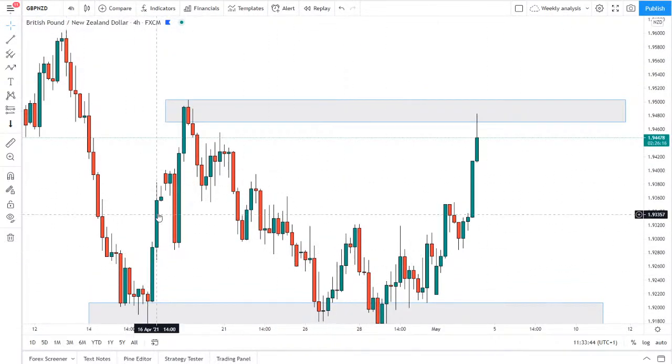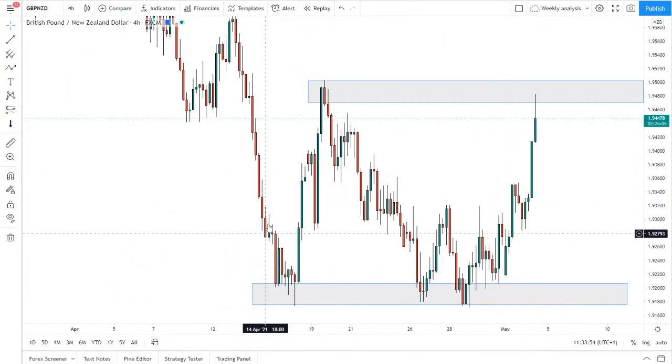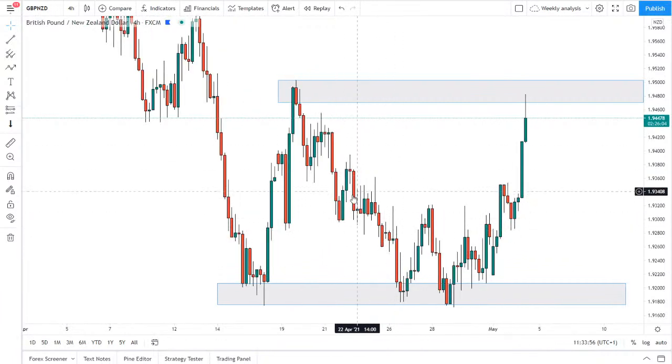So again, when you're looking at your trades, you probably want to identify where's the best place to buy, where's the best place to sell, rather than just getting in just because you think the market's going up or you think the market's going down. So always identify the best places to buy and sell.